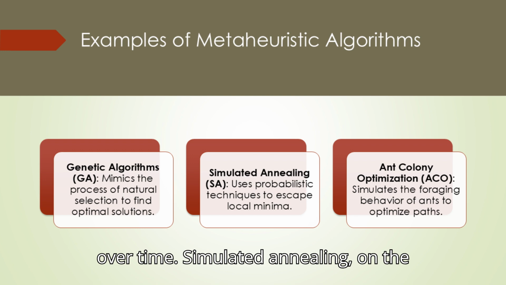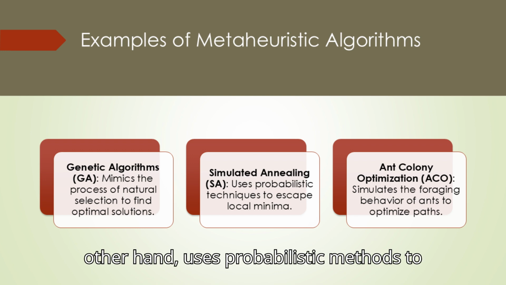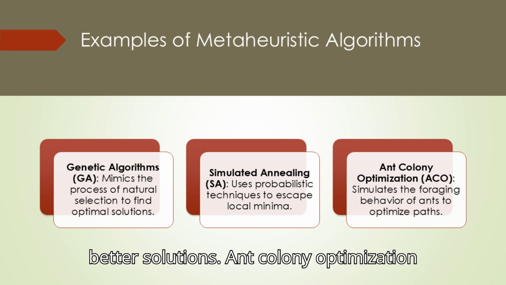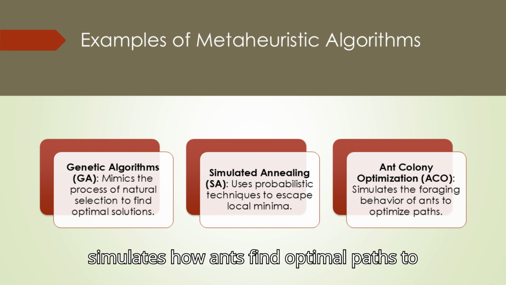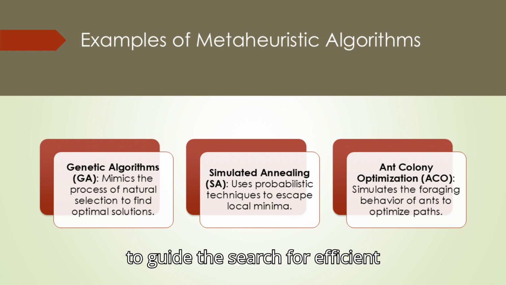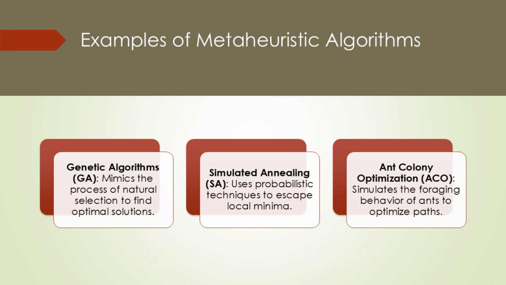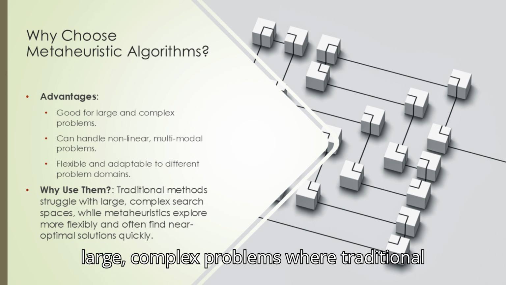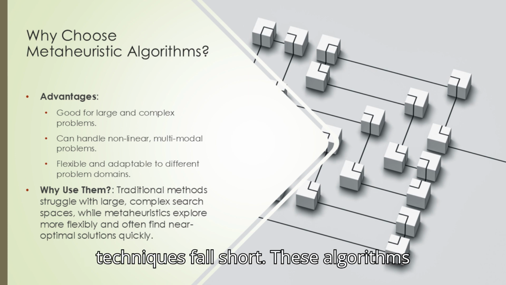Examples of metaheuristic algorithms include genetic algorithms, which mimic natural selection by evolving solutions over time. Simulated annealing, on the other hand, uses probabilistic methods to escape local minima and gradually find better solutions. Ant colony optimization simulates how ants find optimal paths to food, using pheromone trails as a way to guide the search for efficient solutions.